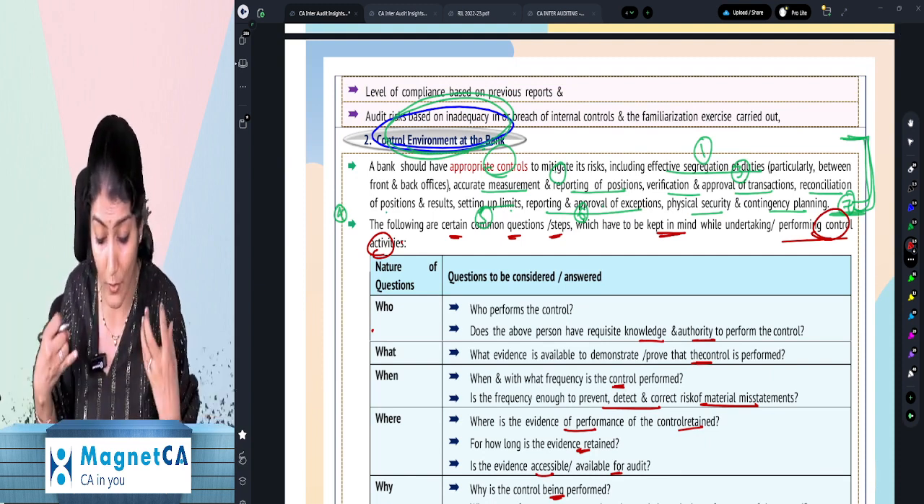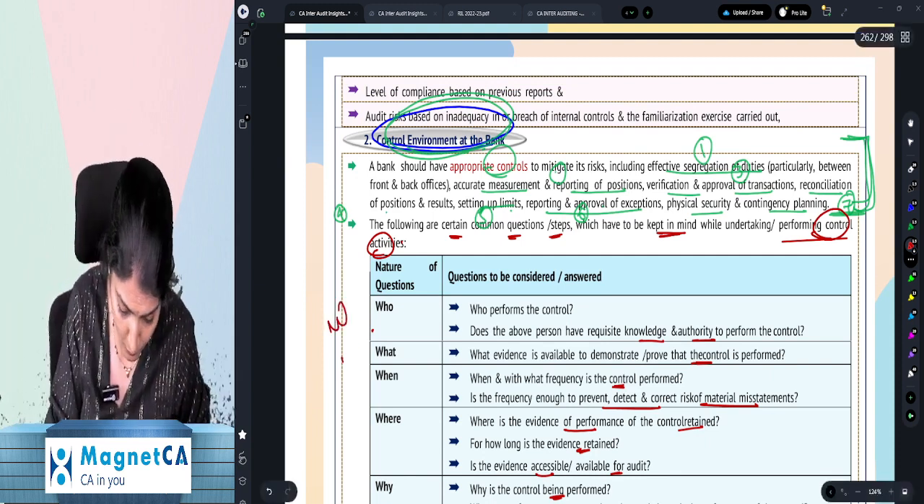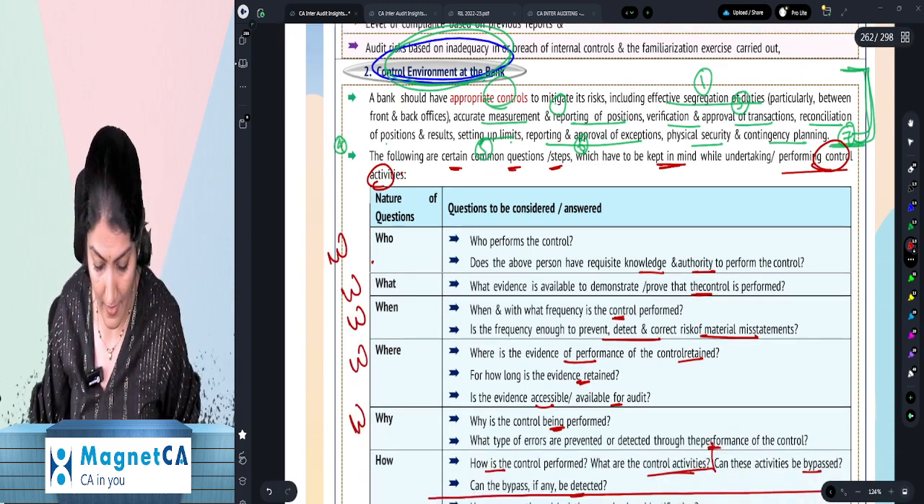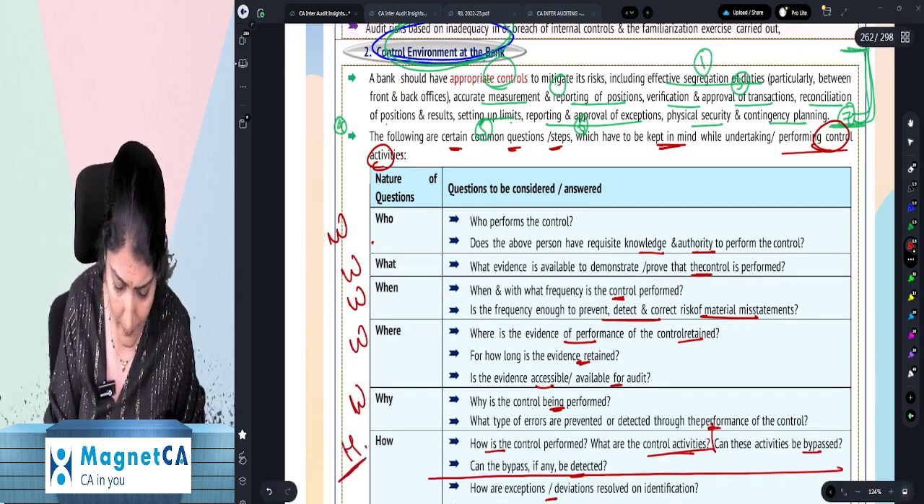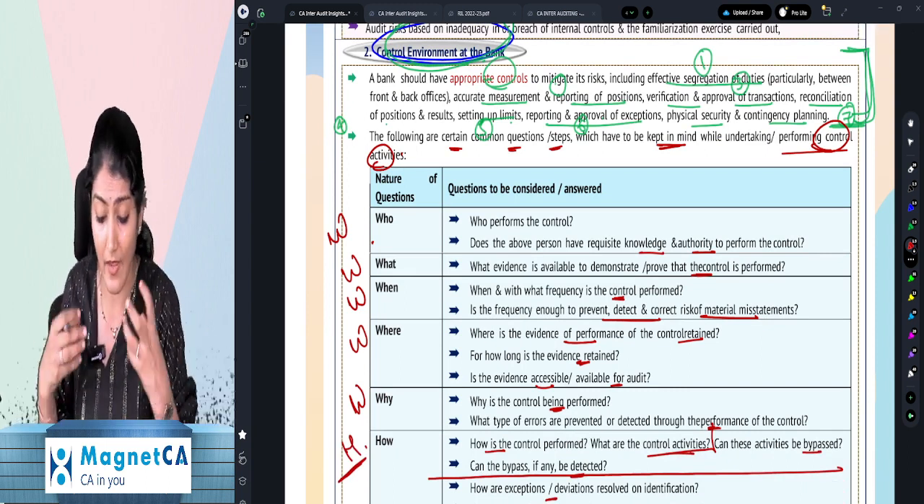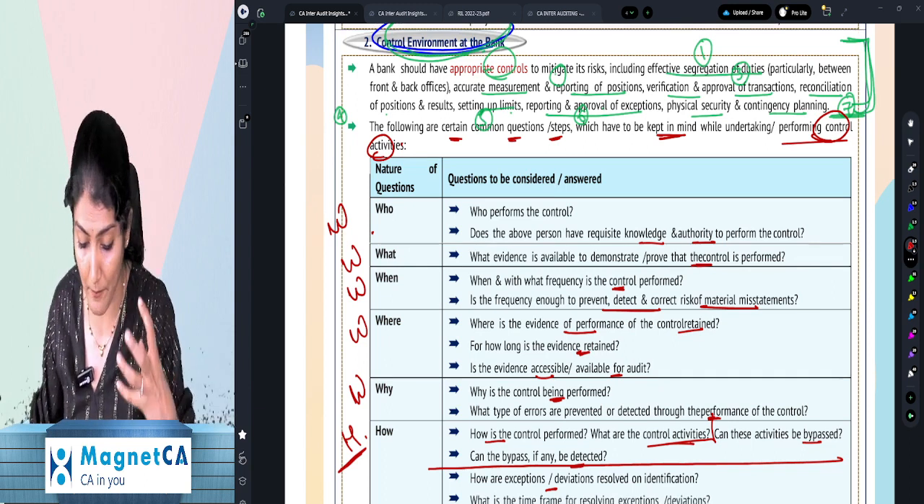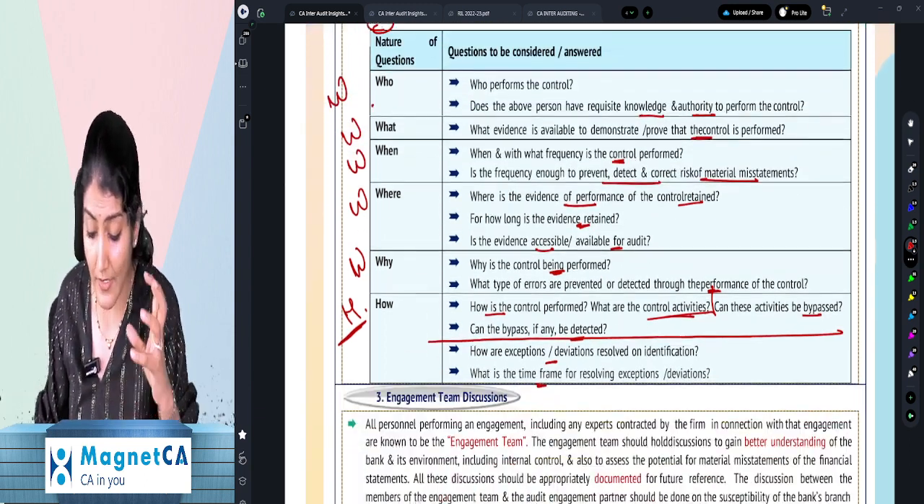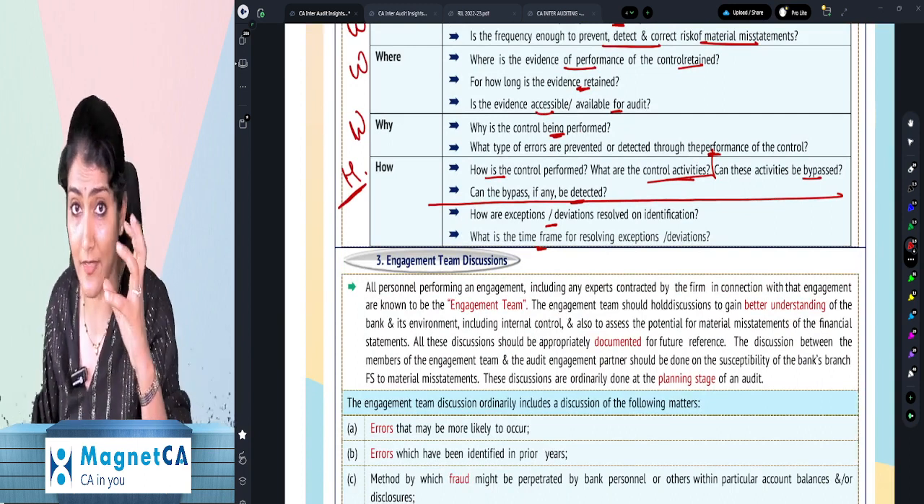Who, what, when, where, and why, and then after that the how. So 5 W's and 1 how. Who, what, when, where, why, and then the how. How these controls are being performed. So that's the control environment at the bank.